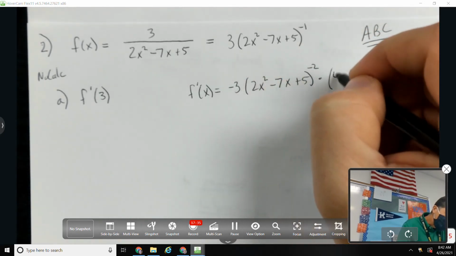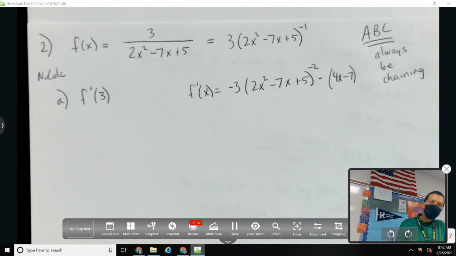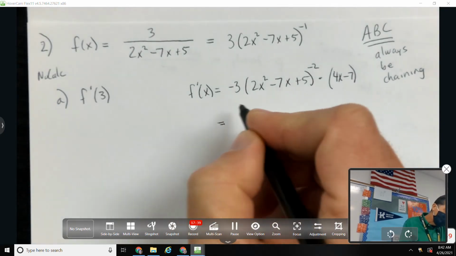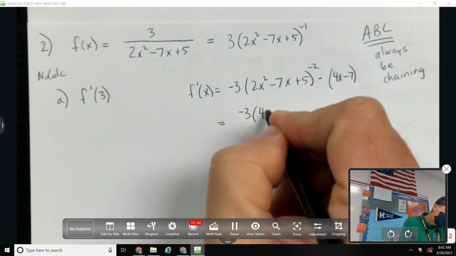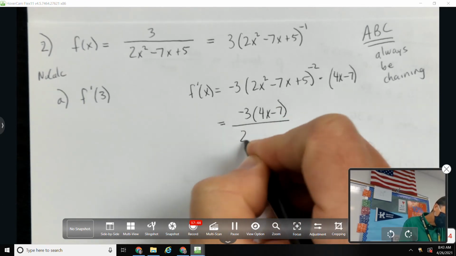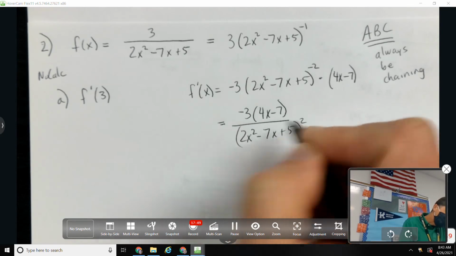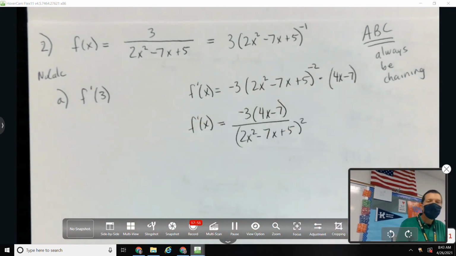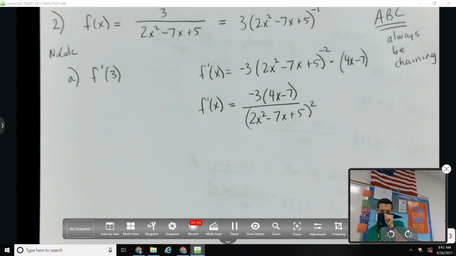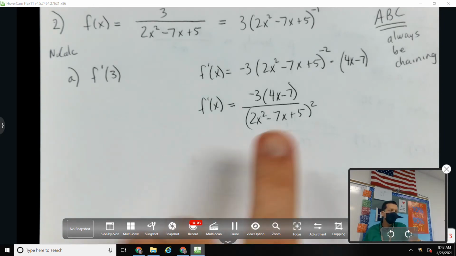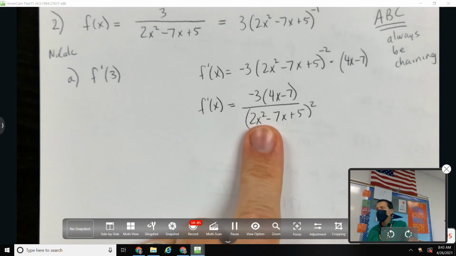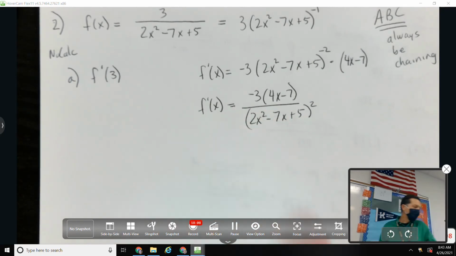So let's see, that would be 4x minus 7. And if I want to clean that up a little bit, negative 3 times 4x minus 7 over all of that squared. And if you think back to the quotient rule, it is gf prime minus fg prime over g squared. So there's my g squared in the bottom. So I think quotient rule would hopefully give me the same thing.